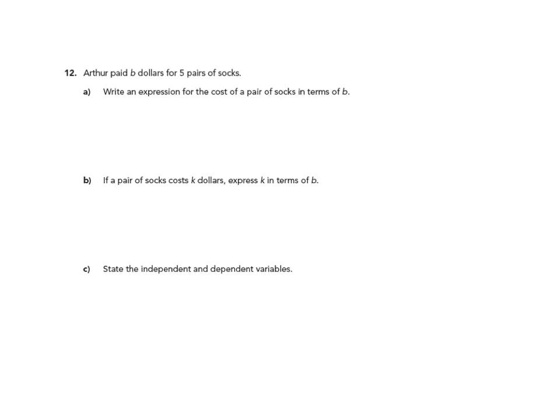Arthur paid B dollars for 5 pairs of socks. This one's tricky, so let's try this one together. Arthur paid B dollars for 5 pairs of socks. So here's what I know. The full amount that Arthur paid was B for 5 pairs of socks. So each of these sections represents a pair of socks.